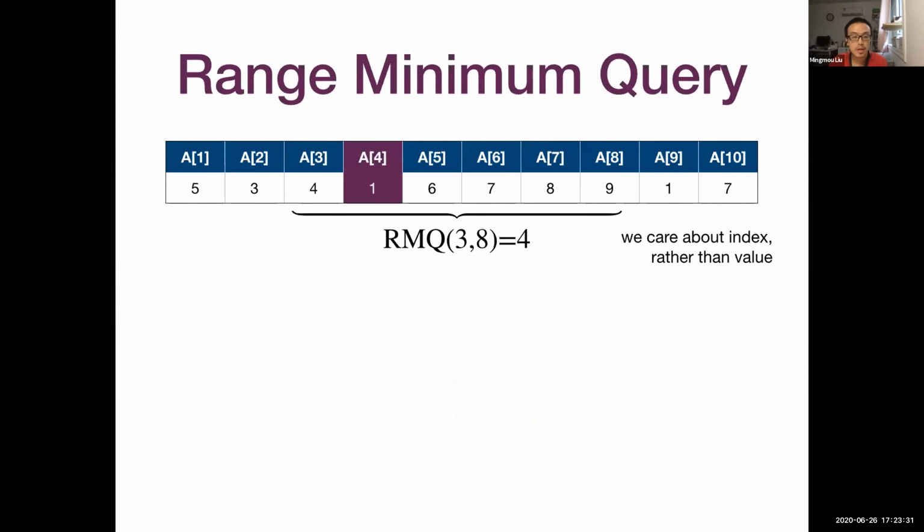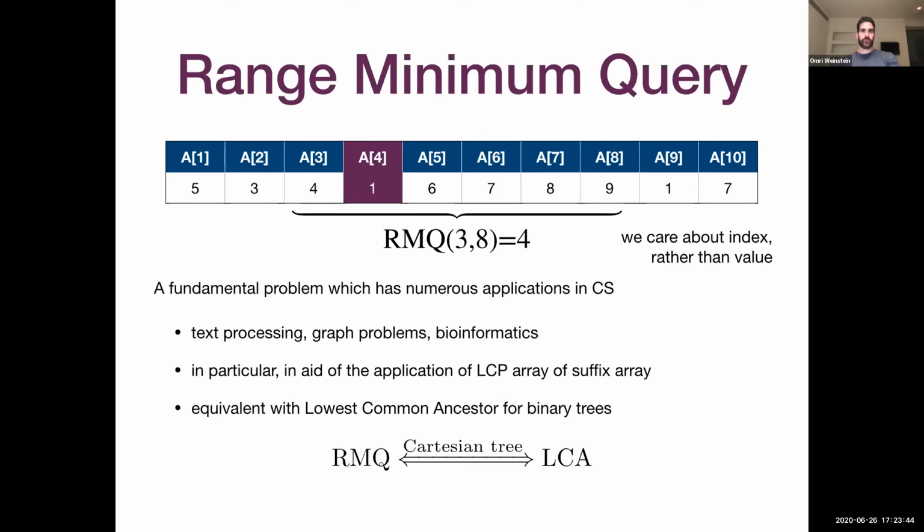Range minimum query, aka RMQ, is a classical data structure problem. In this work, we study a variant of RMQ, which asks for the index of the minimum. The RMQ is a fundamental problem which has numerous applications in computer science. RMQ is equivalent to the lowest common ancestor problem for binary trees. The equivalence is established via a structure named the Cartesian tree. Therefore, one may conclude that the input is in fact a binary tree.